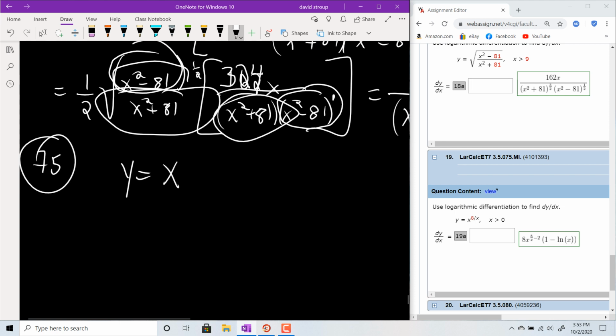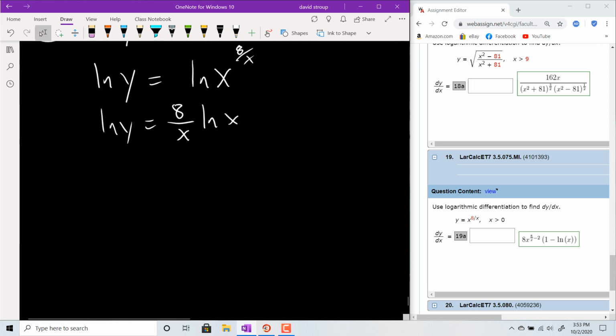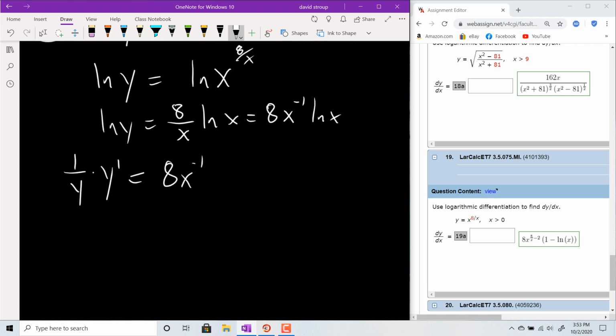y equals x to the 8 over x. Okay. Logarithmic differentiation, ln of y equals ln of x to the 8 over x. Now you could bring this exponent down now. It should be a little easier. Okay. And then you could take the derivatives. So on the left, it'll be 1 over y times y prime. On the right, you're going to need a product rule. Okay, so I'll leave 8x to the negative 1 alone. The derivative of ln of x is 1 over x. Then plus negative 8x to the negative 2 times ln of x.